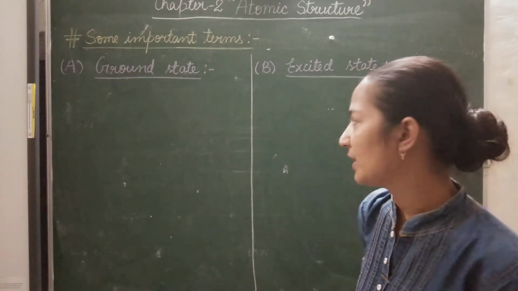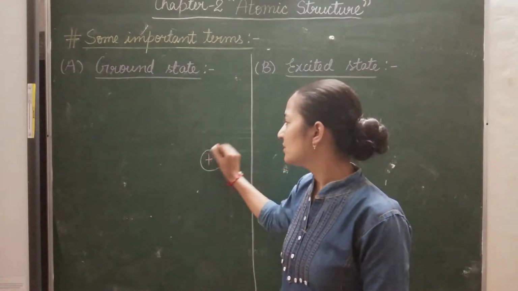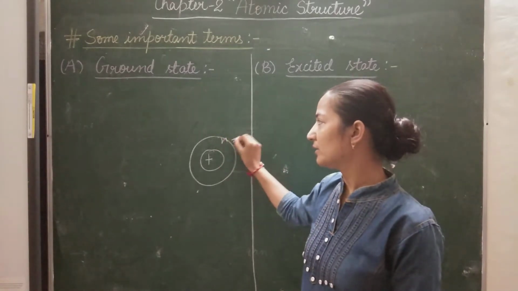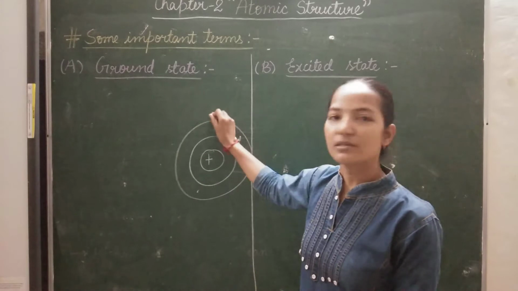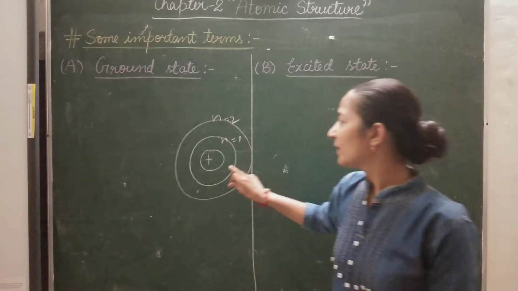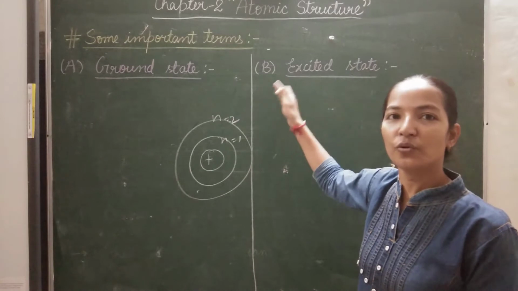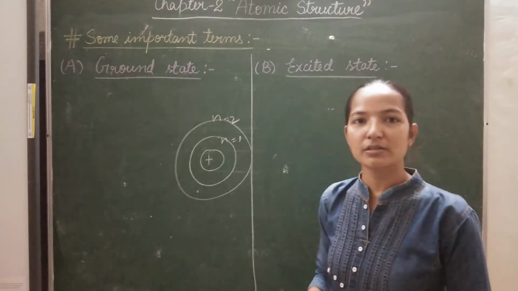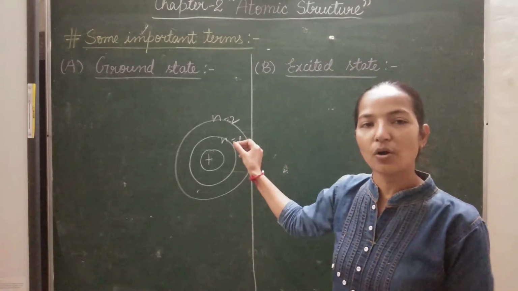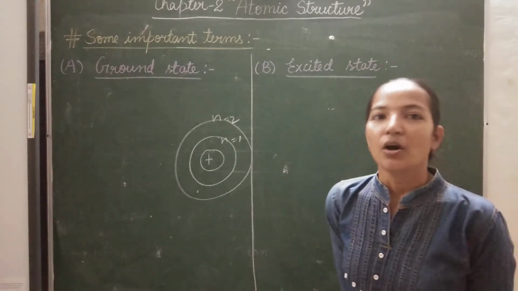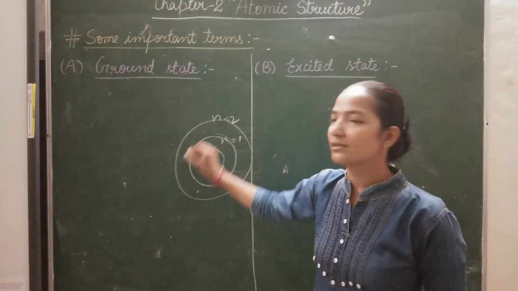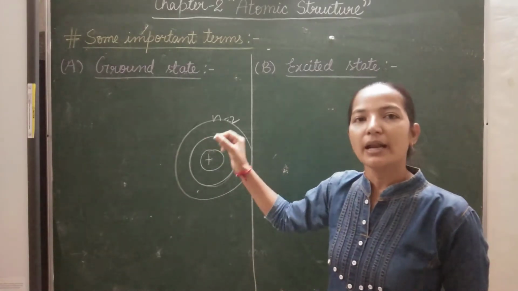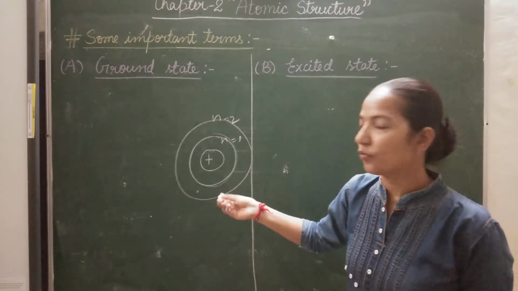So what is the ground state? In an atom, suppose this is the nucleus, this is n equals 1, this is n equals 2, n equals 3, 4, 5 and so on. In any atom we have discussed that at n equals 1, or the K shell, the energy of this orbit or electron in this orbit is minimum. For hydrogen atom, if we calculate, it will be minus 13.6 electron volt.